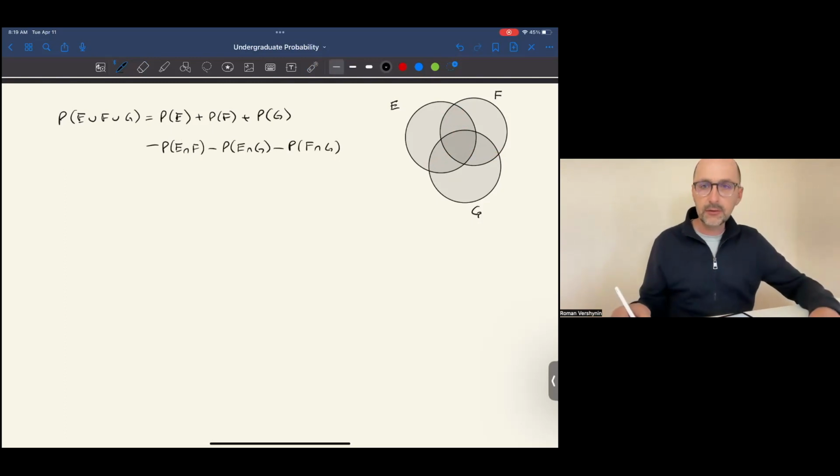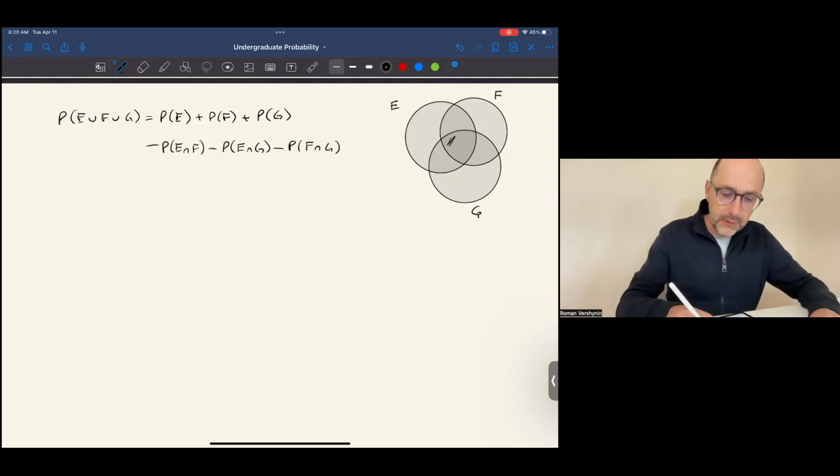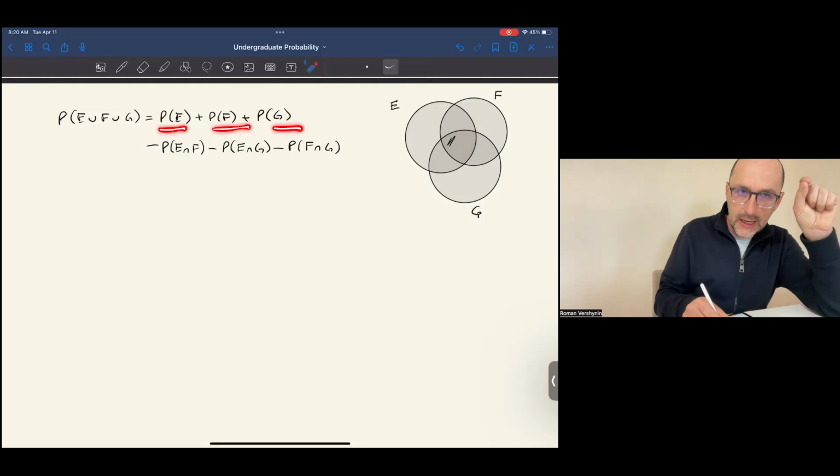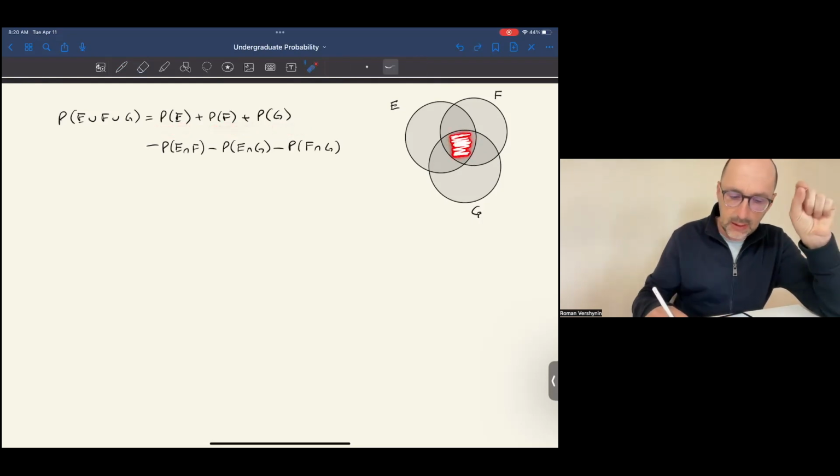Is that the final answer? Not quite. When we subtracted this, and this, we subtracted 3 copies of the triple intersection of all 3 events, just in this middle part. So what happens to this middle part over here? First, we counted it 3 times, and then we subtracted it 3 times.